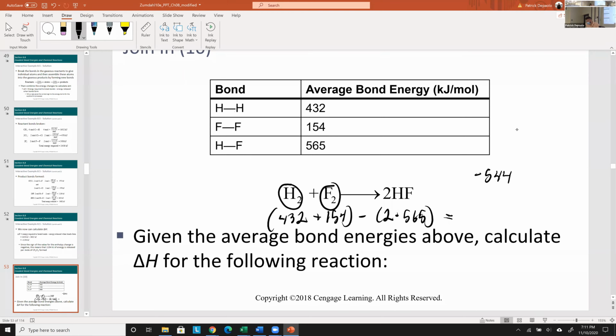Yeah, so there's only one H-H and one F-F, so not 2 of them. If there was 2, the 2 would be here. Okay, so let's move on.